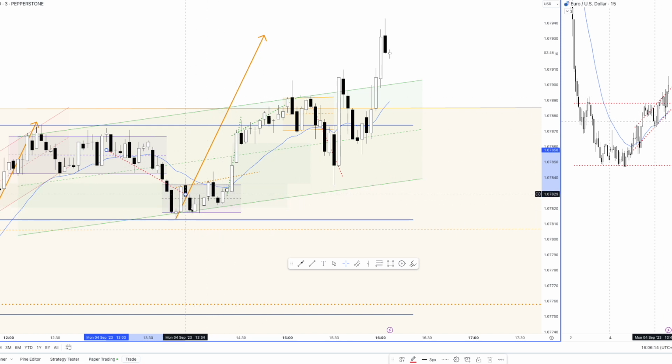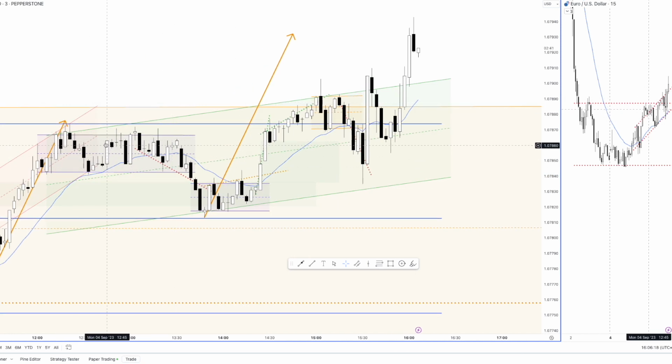You know, it failed second entry short there. Failed to go down twice, once, twice, failed. There. This one's a bit different. It's maybe a little bit of a wedge. There's a lower high there.